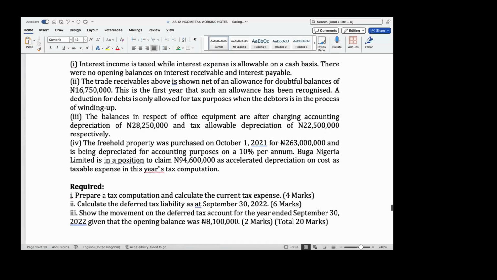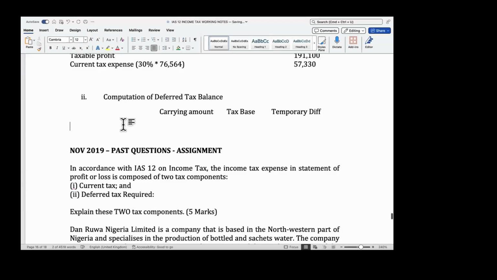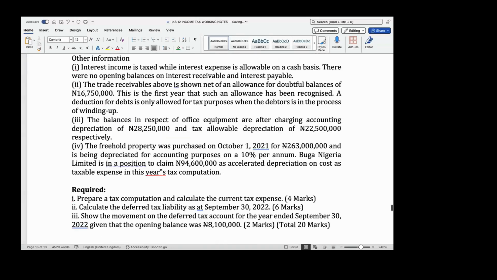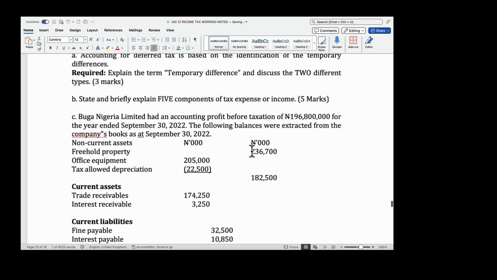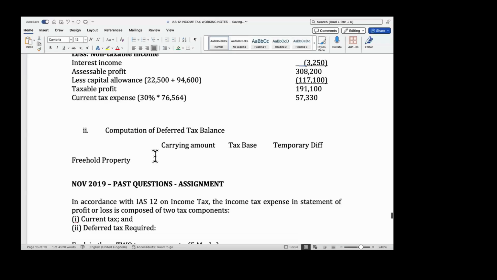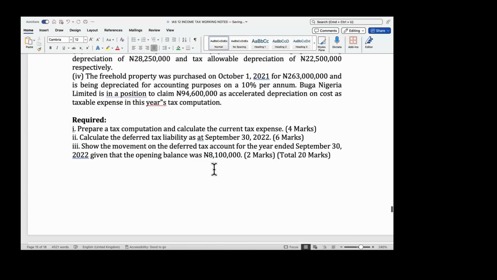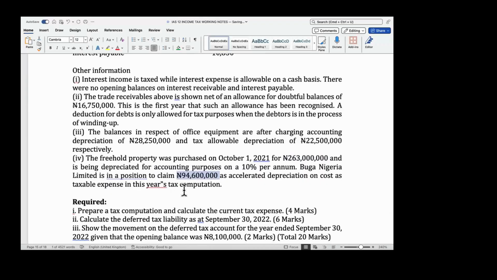So first, I start with the first asset, which is the freehold property. What's the carrying amount for the freehold property? I was told that the freehold property was purchased in October, this is the cost. But since you are giving me this, that means this is a carrying amount. What you find on the face of the account is the carrying amount. The tax base is basically the cost minus the capital allowance. So can you get me 263,000 minus 94,600? Can you get me that?